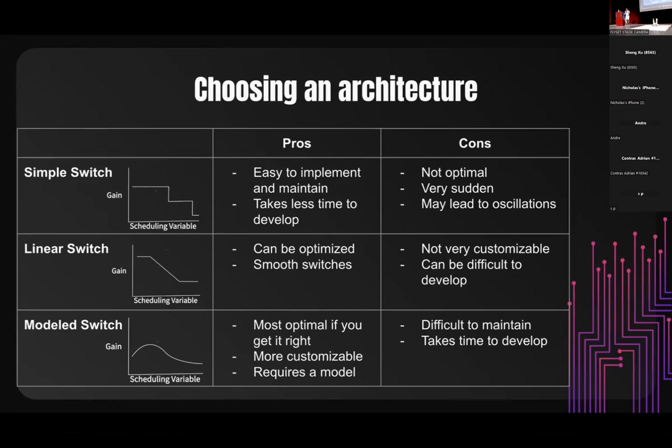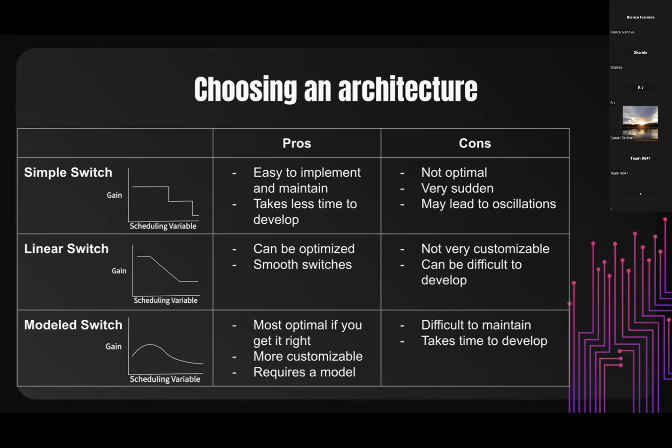So let's say you're at the very beginning of your season, you know what your robot's going to be like, and you have a lot of time. Then we would recommend that you go with a modeled switch. But if you're in the middle of the season and you want to start implementing this, you should probably go with a simple switch or a linear switch.